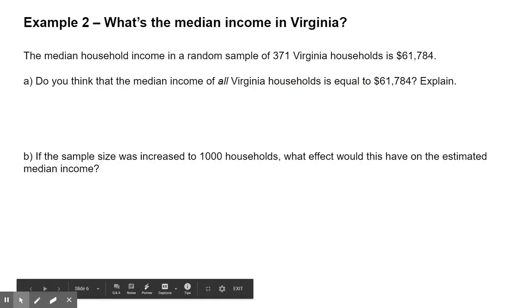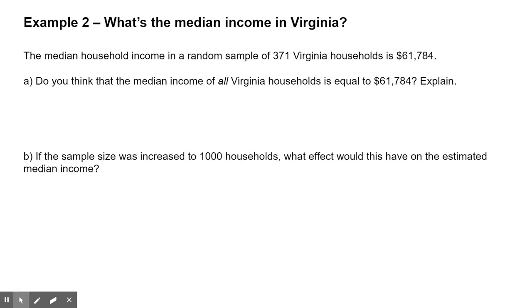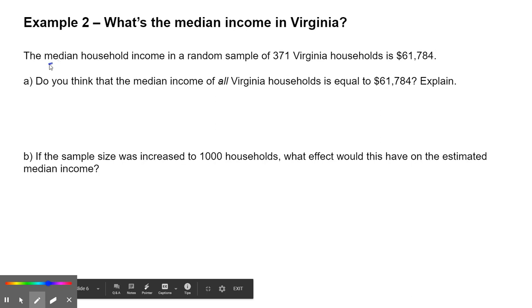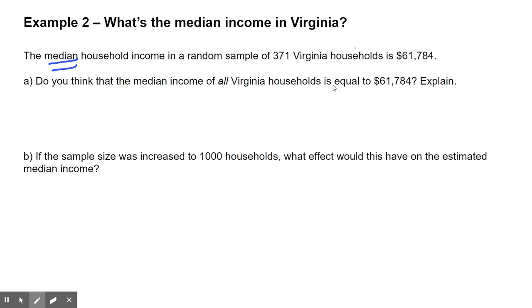Okay, here we go. Example 2: what's the median income in Virginia? The median household income in a random sample of 371 Virginia households is $61,784. Now again, notice they use the word median, right? We talked about median versus mean. There might be some high and low outliers in Virginia, so maybe that's why they're focused on the median, to take out those outliers and focus on the middle value of household income. Might be a better measure of center.